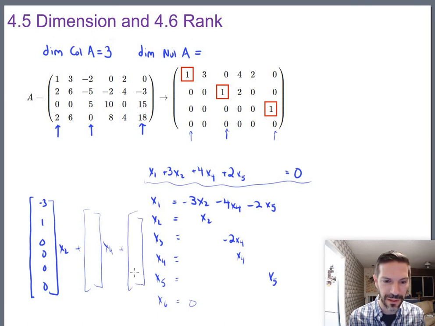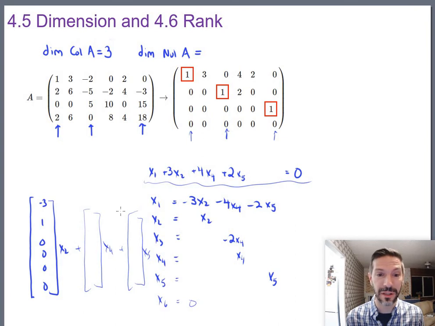I'm not writing the numbers in because the question was not what is the basis of the null space. The question was just what's the dimension of the null space. As soon as I knew that there were 3 free variables, I knew the dimension of the null space, right? Because I knew that it's going to be some vector times the first free variable, some vector times the second free variable, some vector times the third free variable. So the free variables are the ones that aren't pivots. There's 3 of those here.